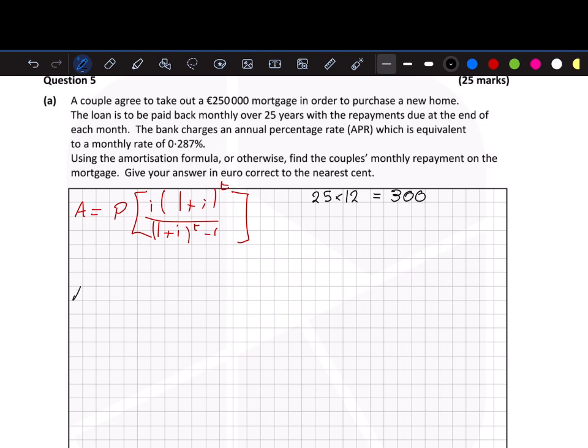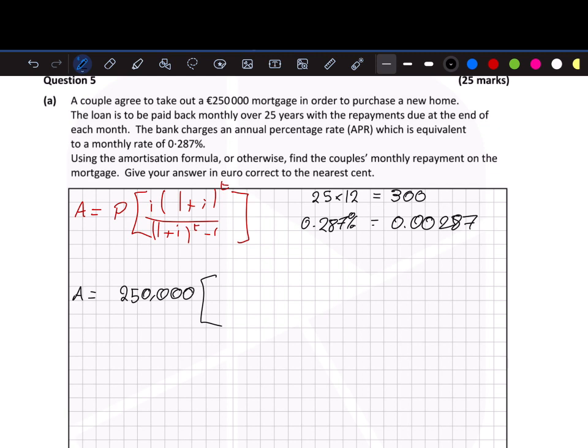So then we have A is going to be equal to P, so it's 250,000. And this gets multiplied by the interest rate. So we also have to say that 0.287% is equal to 0.00287.